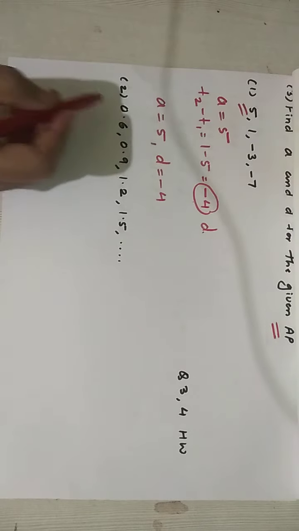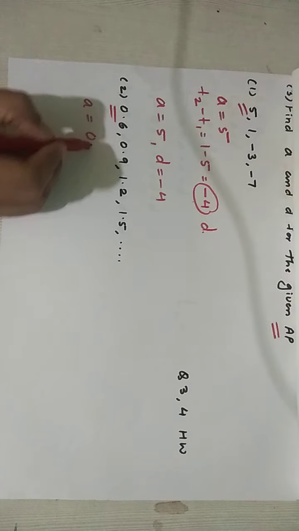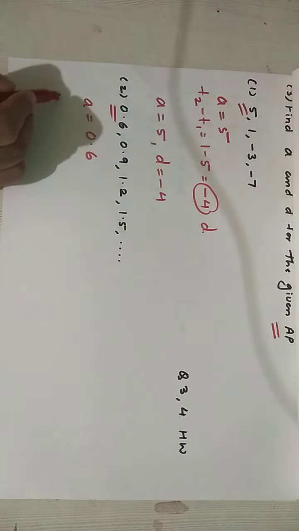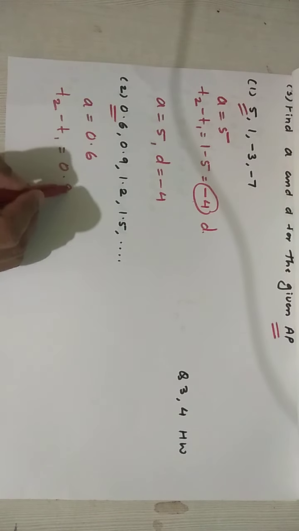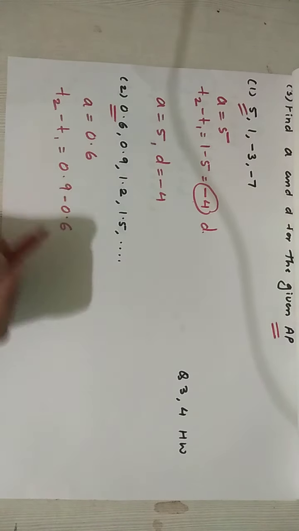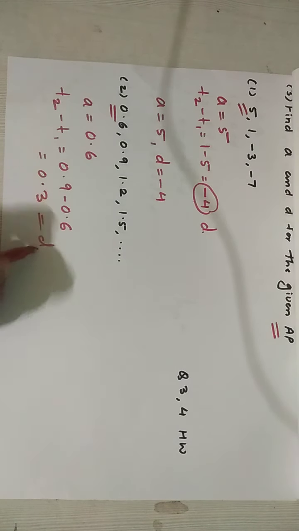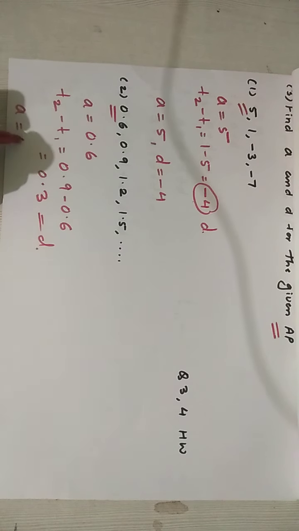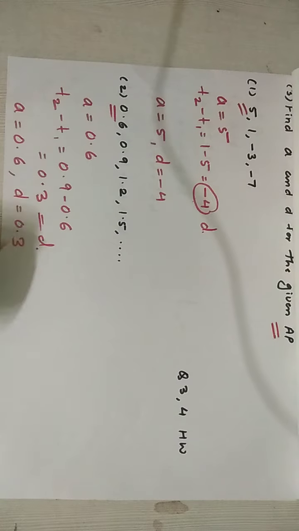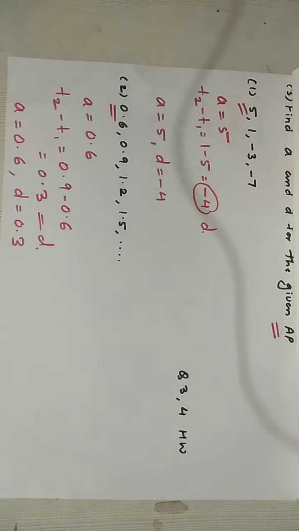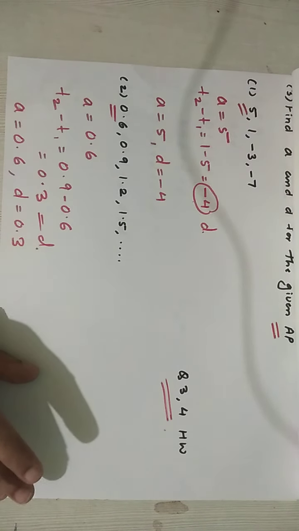Now let's do the next sum. The next sum again, A is quite visible over here. A will be 0.6. And let's find D now. D will be T2 minus T1. That is 0.9 minus 0.6. That is 0.3. So this will be D. So write the final answer. A is 0.6 and D is 0.3. So from this sum, question number 3 and 4 you can try on your own on the similar basis.